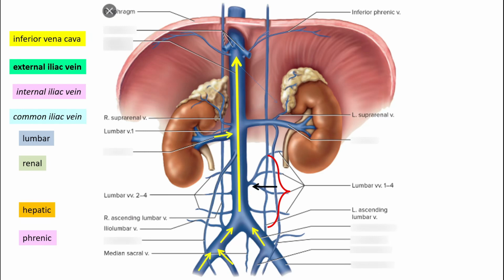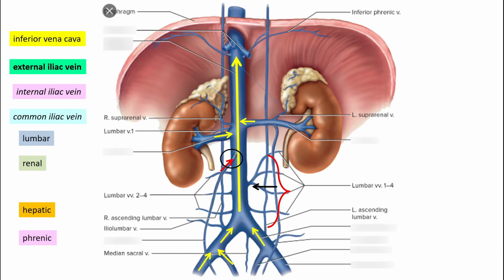Then we have the renal veins, one on the right and one on the left. They don't join at a comparable point, but the left is usually higher, and they join at right angles, just like the renal arteries when they branch out of the aorta at right angles.